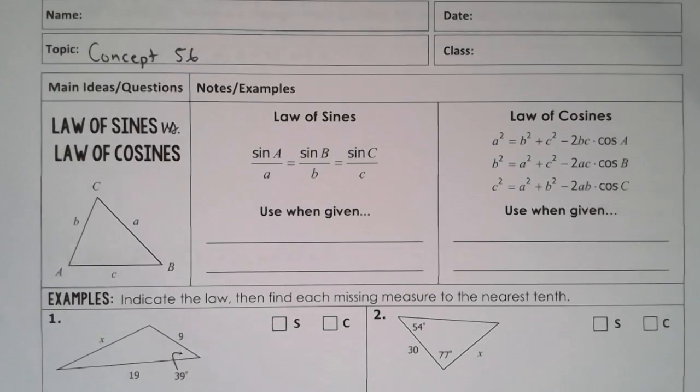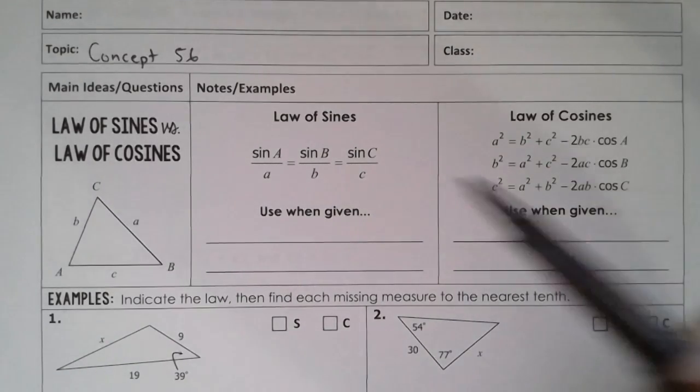Okay, this is concept 56. This one's only half new content. It starts with law of sines versus law of cosines, and all this really means is when presented a triangle, how do you know which one to use so that you can solve for the missing side or angles, whatever it is that you're doing, right?